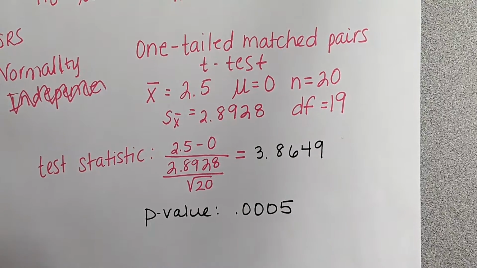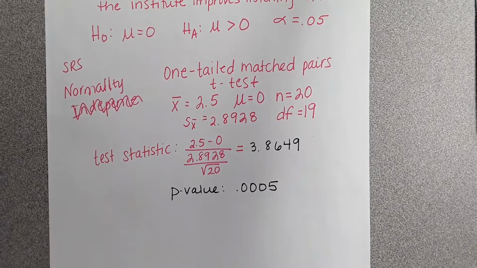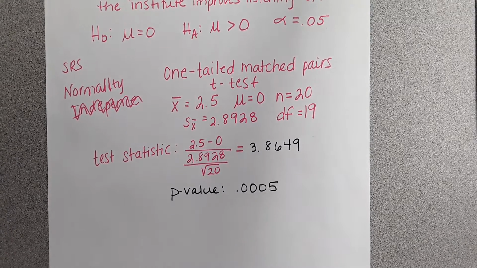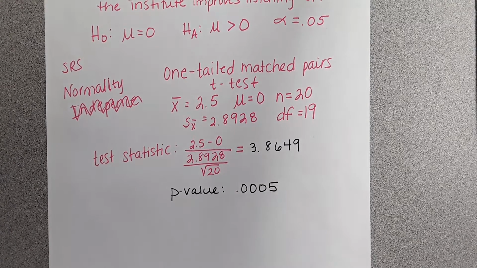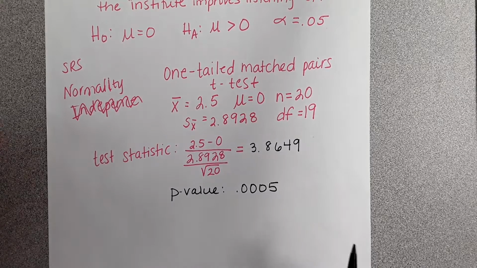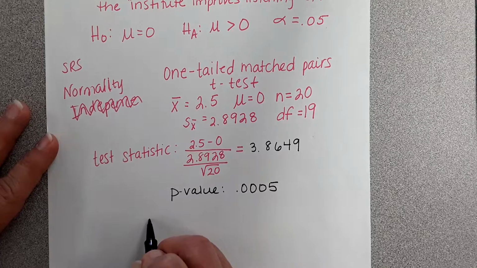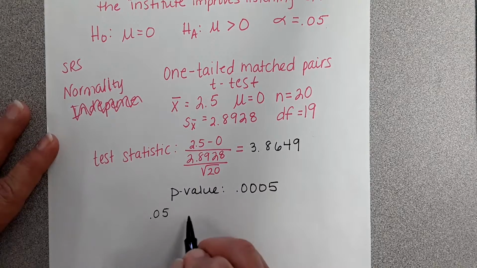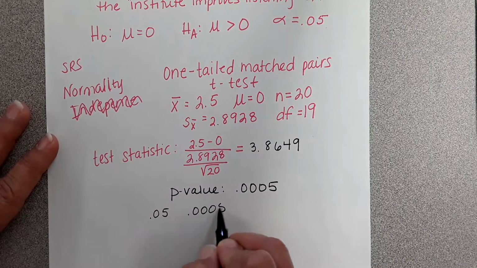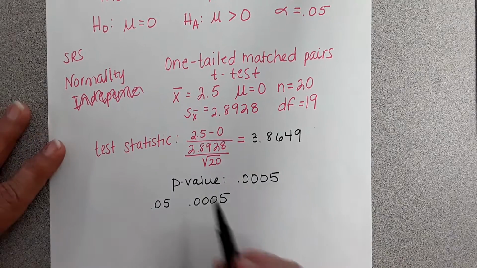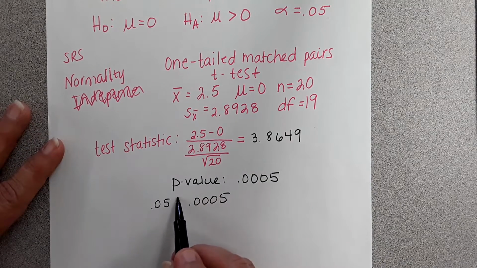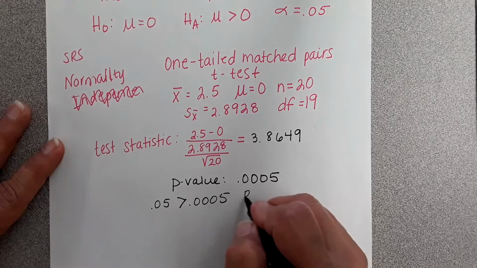Moving right along. Okay, now what are we going to do? So now what should we do? We need to compare our alpha level to our p-value. So it's 0.05 compared to 0.0005. What do we do? We reject the null hypothesis.